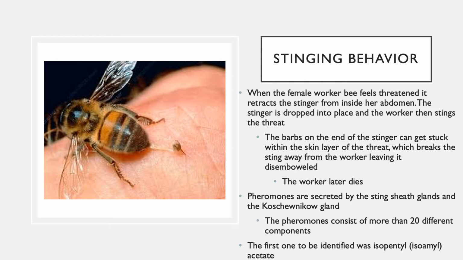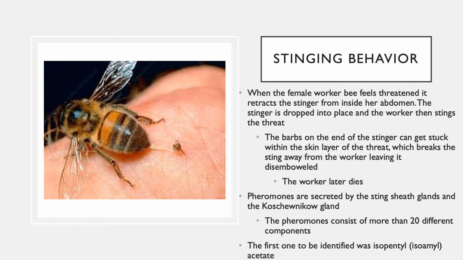When the worker bee feels threatened, it retracts the stinger from inside its abdomen. The stinger is dropped into place, and the worker then stings the threat. The barbs in the end of the stinger can get stuck within the skin layer of the threat, which breaks the sting away from the worker, disemboweling it.